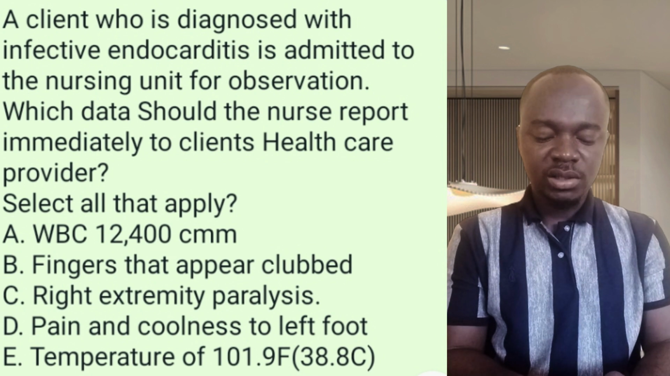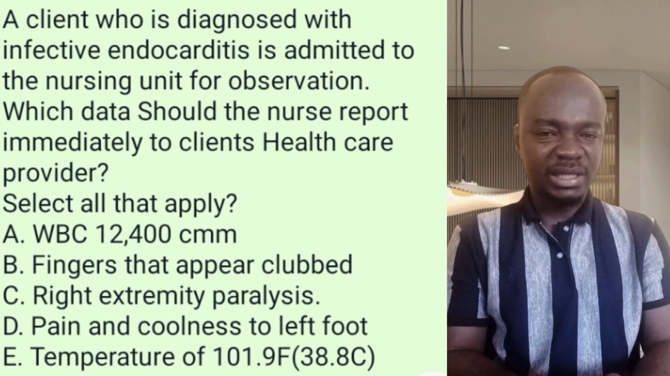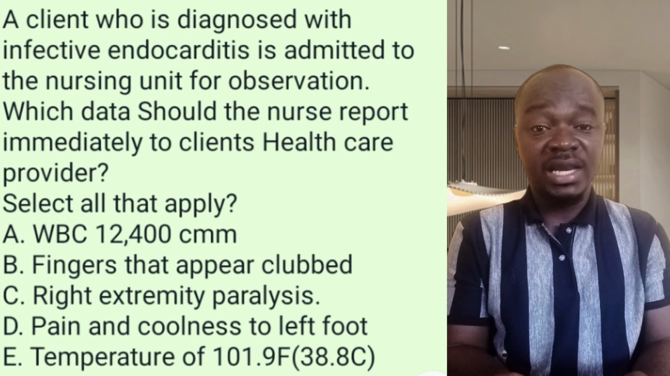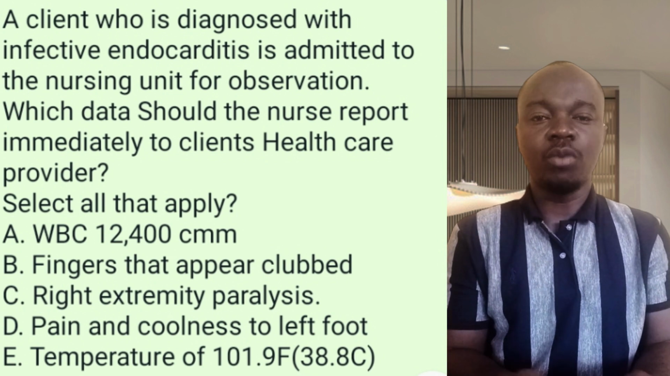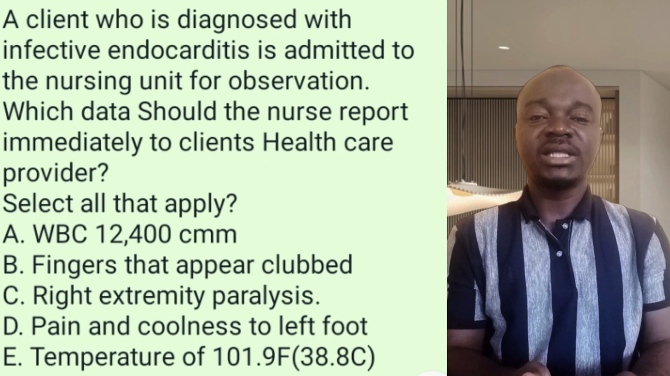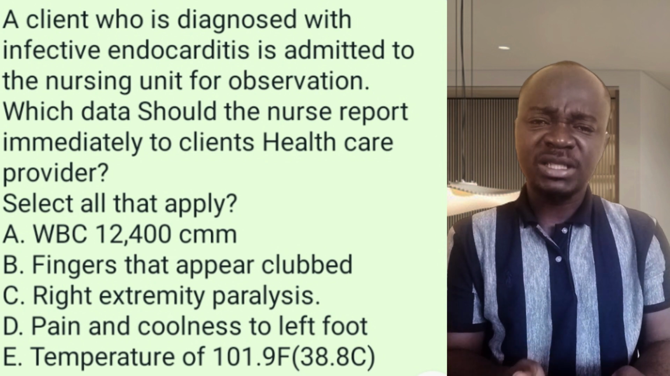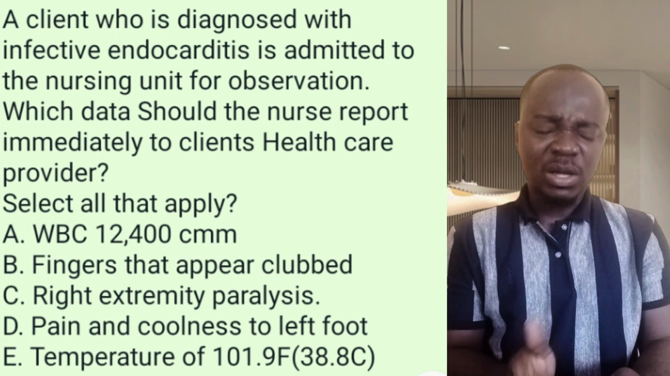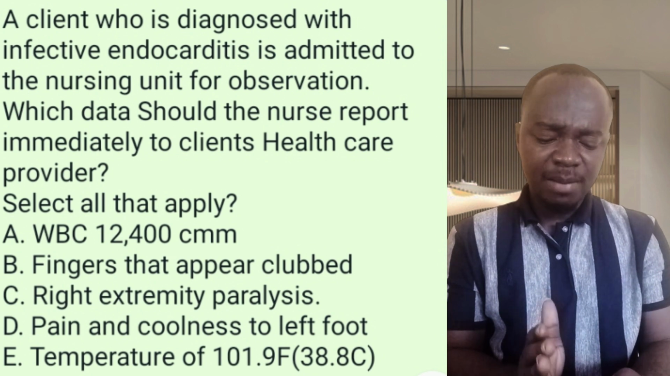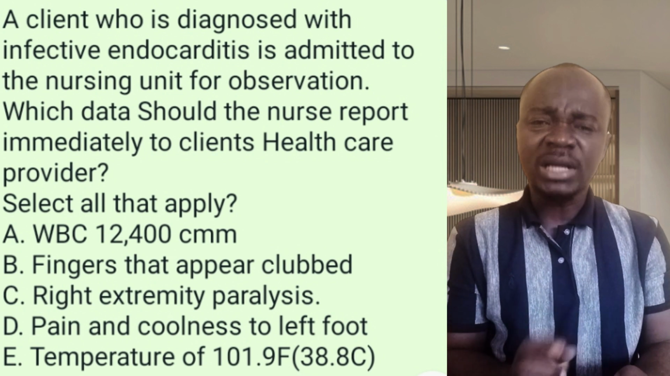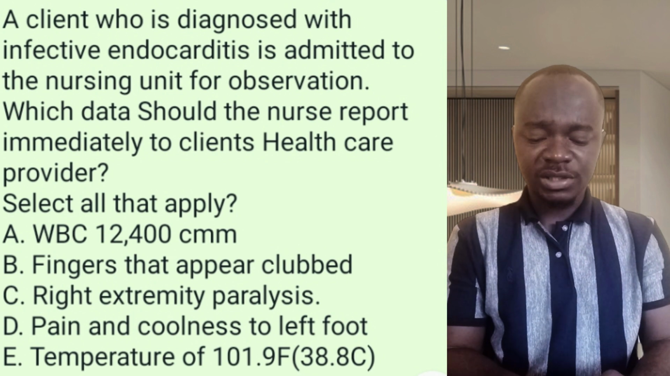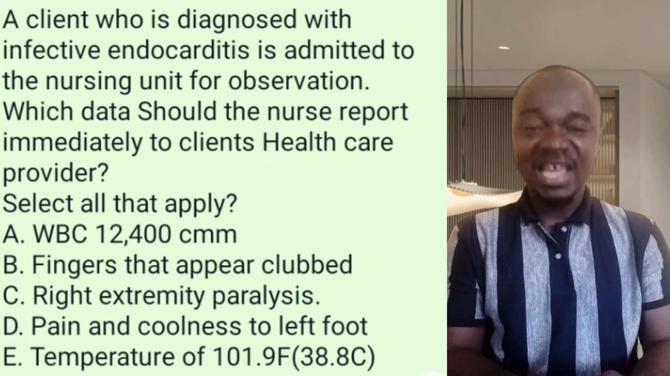Temperature of 101.9 Fahrenheit or 38.8 degrees Celsius. No, it is still an expected finding in endocarditis. Remember, there's infection. WBC will go high, and then temperature will go high. So it's an expected finding. So when it comes to the right extremity paralysis and then pain and coldness or coolness to the left foot, it is not an expected finding. So we need to investigate that one. So we choose what? Option C and D, or option 3 and 4.